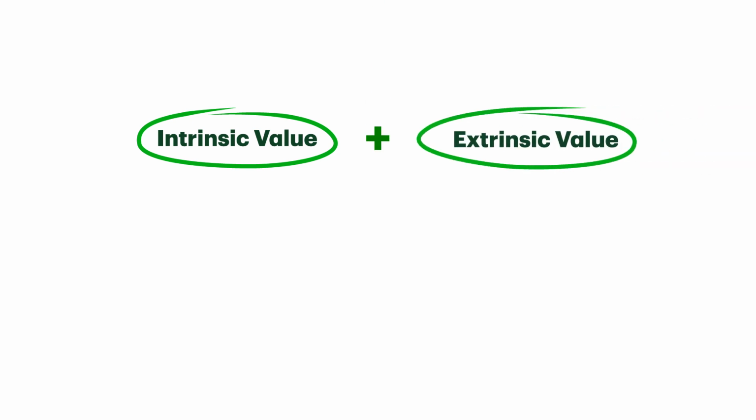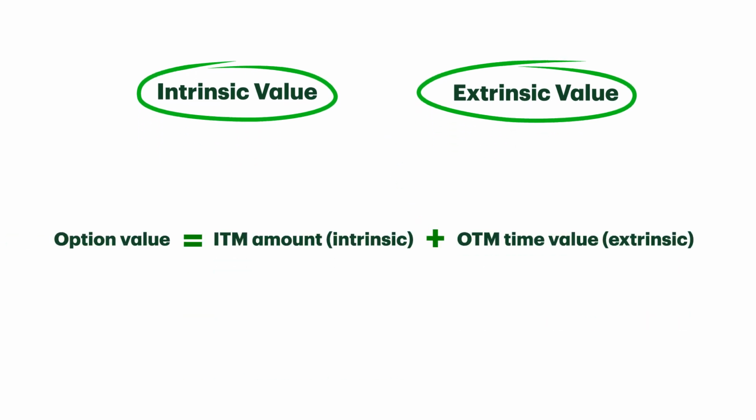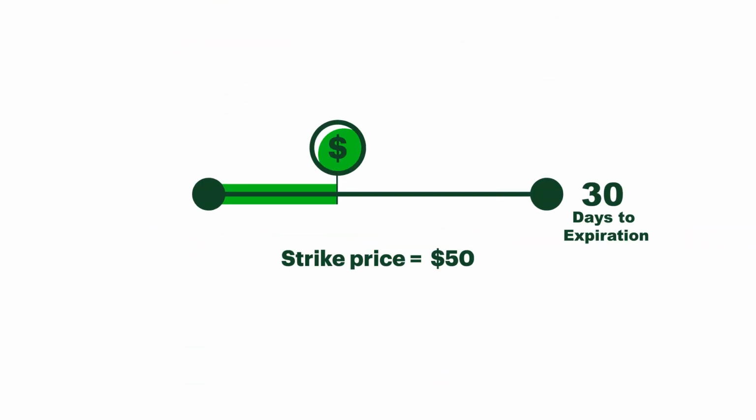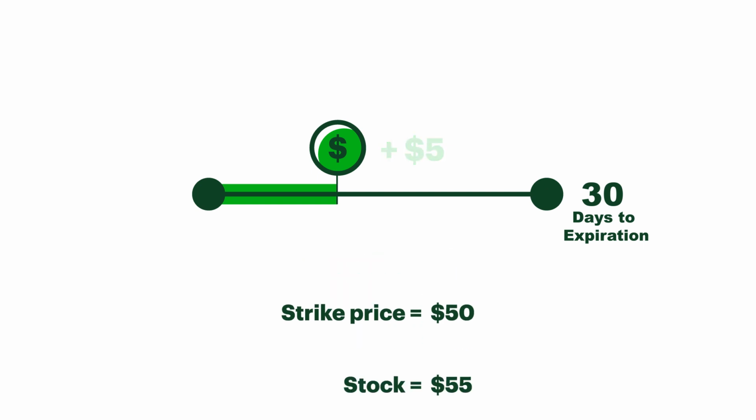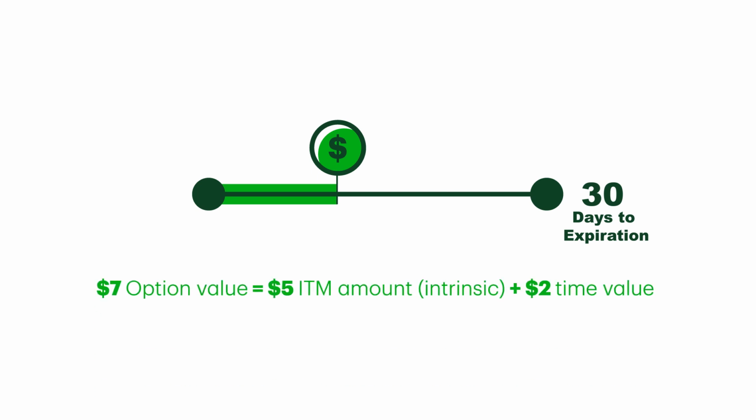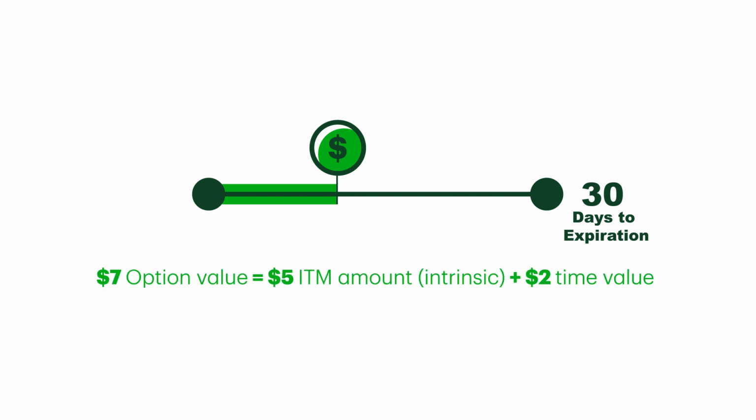Intrinsic value is simply the dollar amount that the option is in the money, or ITM, or what it would be worth at expiration when time value is zero. Out of the money, OTM, options have no intrinsic value. So let's say you have a call option with a strike price of $50. If the underlying stock is currently trading at $55, the option would be $5 in the money. That's its intrinsic value. However, when you look up the option, you notice it's currently priced at $7. This additional $2 is its extrinsic value.